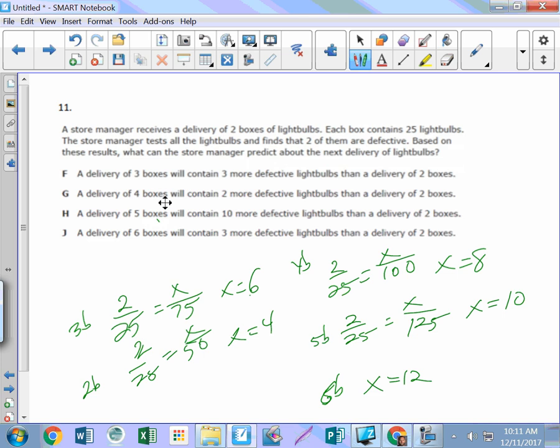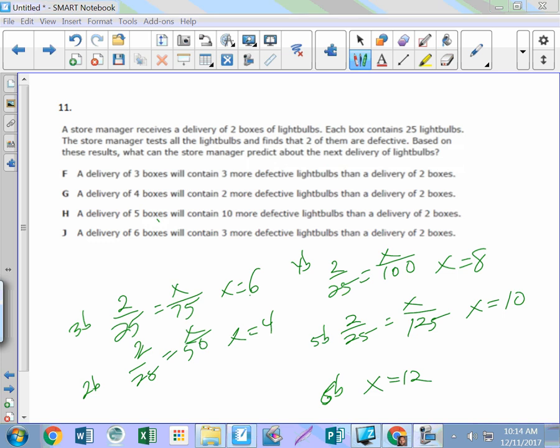No. Those are 4 boxes and 2 boxes. 8 and 4. 2 more. That's 4 more. 5 boxes. Take 10 more than 2. That's 6. So there were 6 boxes. Okay. So 6. 2 more than 2. That would be 7.